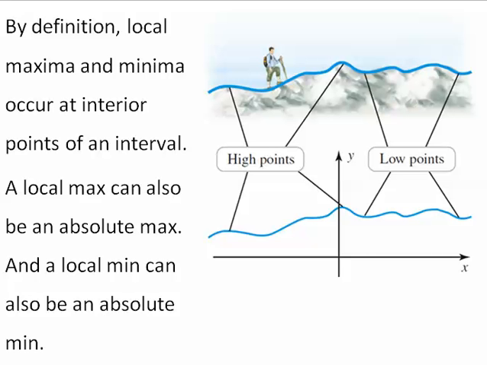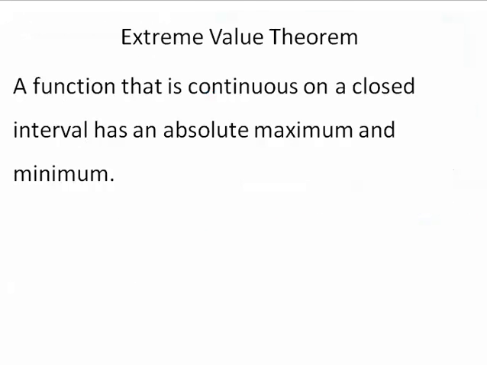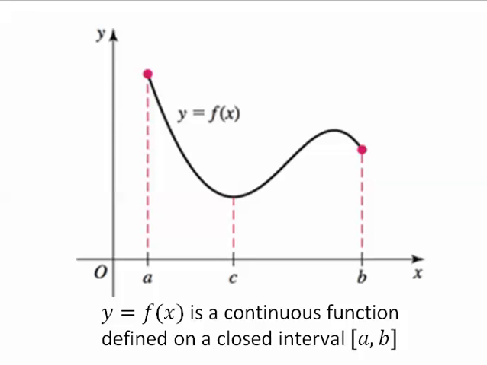A local max can also be an absolute max, and a local min can also be an absolute min. A function that is continuous on a closed interval will have an absolute maximum and an absolute minimum. We have here a function that is continuous on a closed interval, so it will have an absolute max and an absolute min. Let's look at a few points.